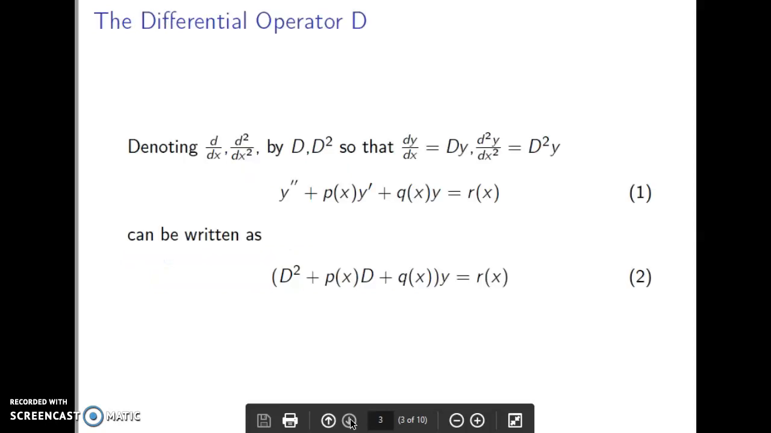The differential operator D is denoted by capital D, where capital D is d by dx, and d square by dx square is capital D square. That is, dy by dx can be written as capital D y, and d square y by dx square can be written as capital D square y.